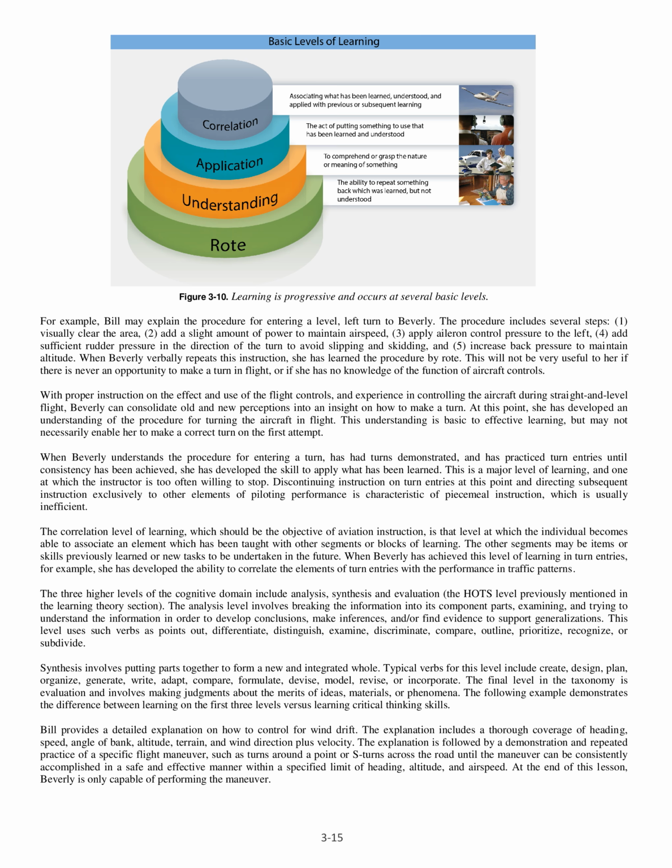Bill provides a detailed explanation on how to control for wind drift. The explanation includes a thorough coverage of heading, speed, angle of bank, altitude, terrain, and wind direction plus velocity. The explanation is followed by a demonstration and repeated practice of a specific flight maneuver, such as turns around a point or S-turns across the road until the maneuver can be consistently accomplished in a safe and effective manner within a specified limit of heading, altitude, and airspeed. At the end of this lesson, Beverly is only capable of performing the maneuver.